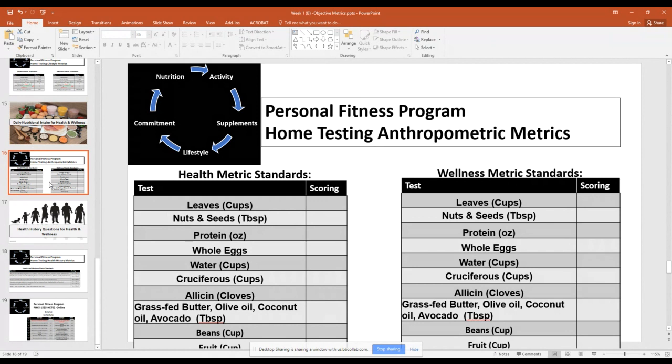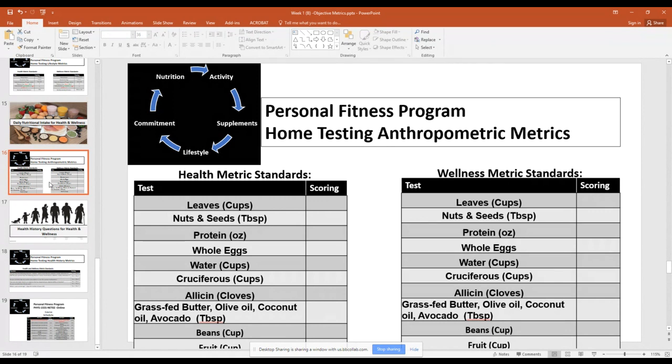And then we have our fat sources. We have our grass-fed butter, not margarine, but organic grass-fed butter. We have olive oil, coconut oil, and then we have avocado or guacamole. How many of these tablespoons do we eat per day, roughly, would you say?